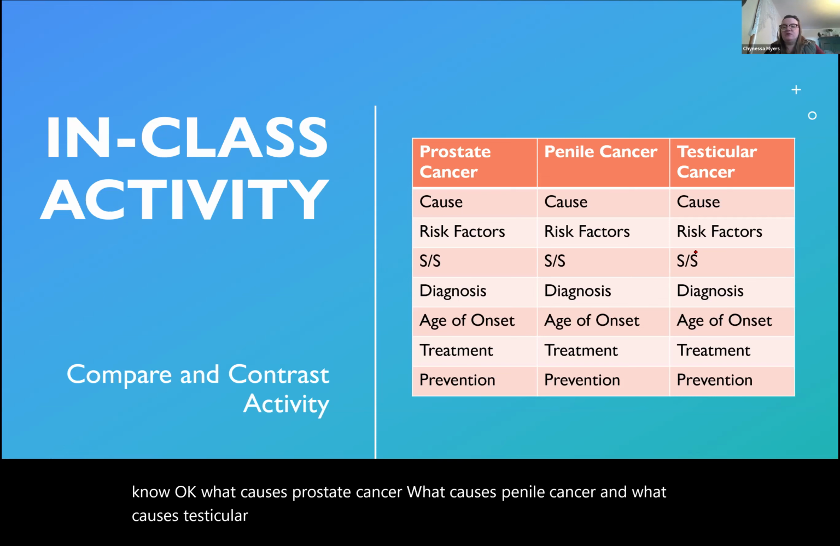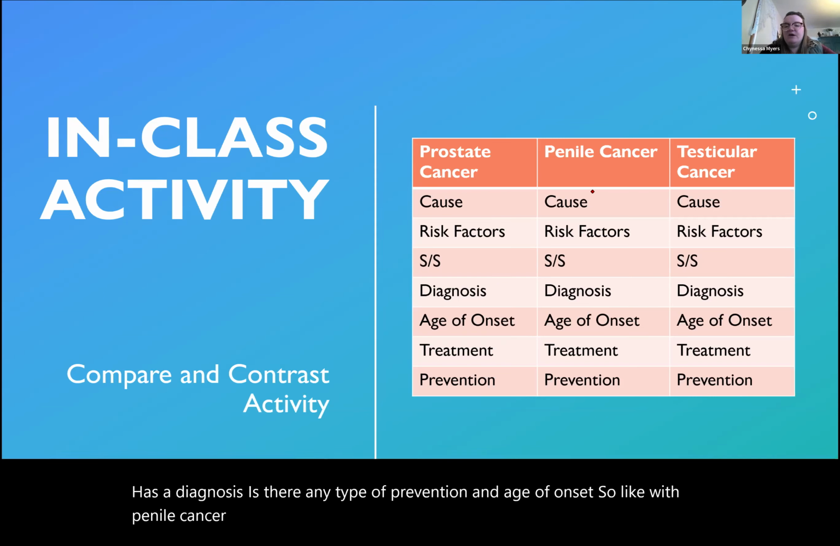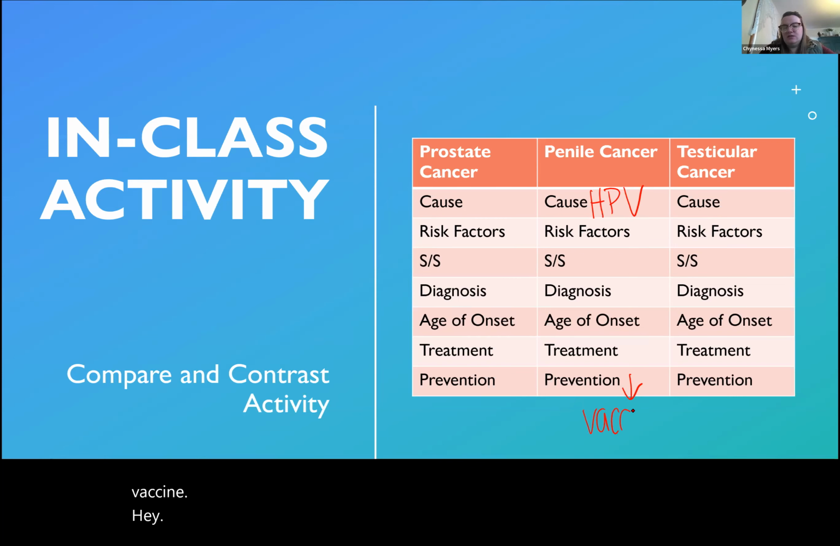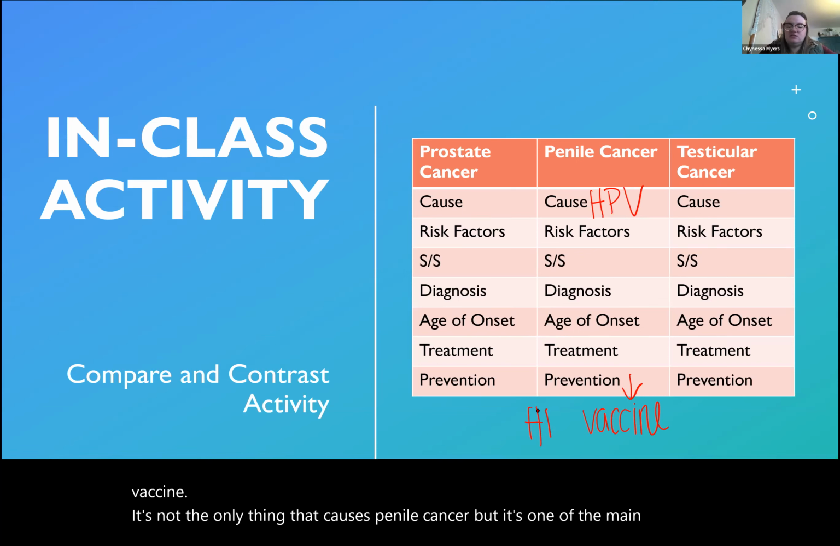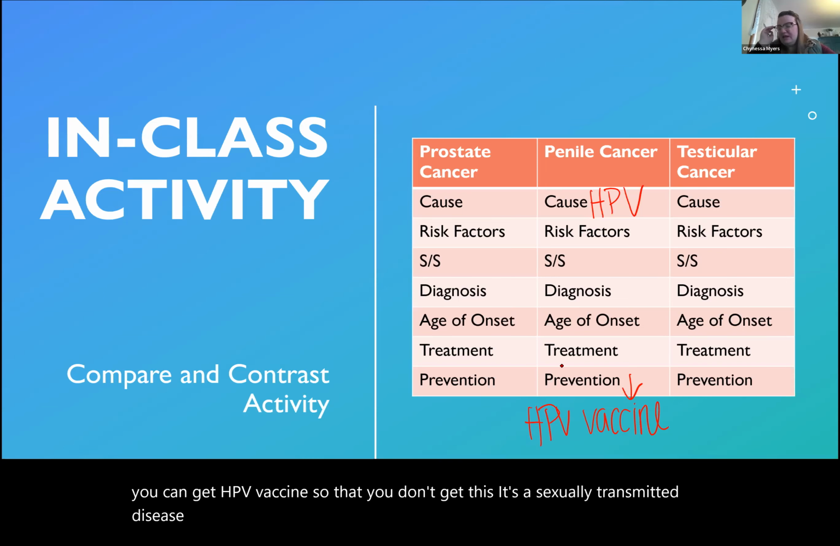So there are some differences. What are some risk factors? How is it diagnosed? Is there any type of prevention? Okay, and age of onset. So like with penile cancer, most often this one's caused by HPV, which is human papillomavirus, which I don't know if you know this, can be prevented by a vaccine. Okay, it's not the only thing that causes penile cancer, but it's one of the main ones. You can get the HPV vaccine so that you don't get this. It's a sexually transmitted disease. So that's kind of what we're looking at.